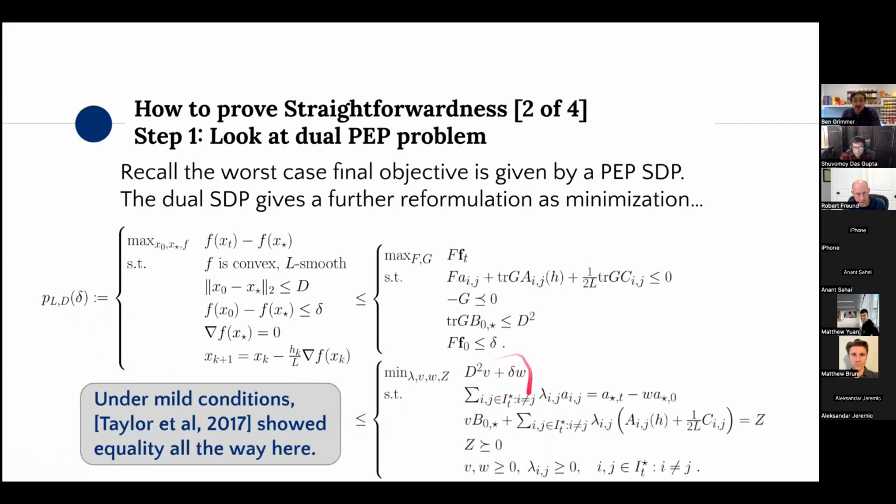And you can see if you look in this dual problem, the names of these variables look like the strategy I was just outlining. Right, so V is my dual multiplier for the distance constraint, W is the dual multiplier for the objective gap constraint, and lambdas are the multipliers for the smoothness and convexity constraints. So that magic argument is really an argument looking at this dual problem.